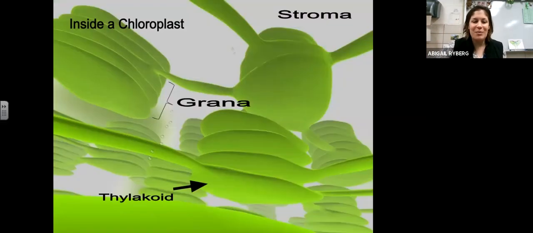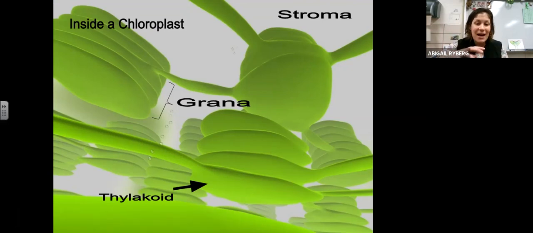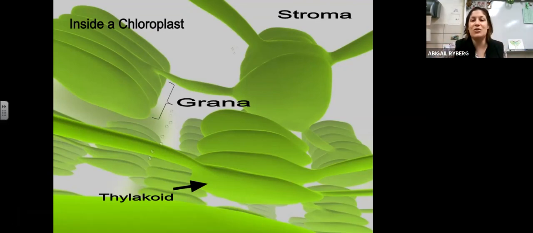Here's another interesting illustration of the inside of a chloroplast. Again, you can see these green looking things. Each individual green pancake is called a thylakoid. A stack of thylakoids is called a grana. And then all this gray, kind of like the fluid on the inside, is called stroma. So we have thylakoids that create granas, and then the stuff inside is called stroma.